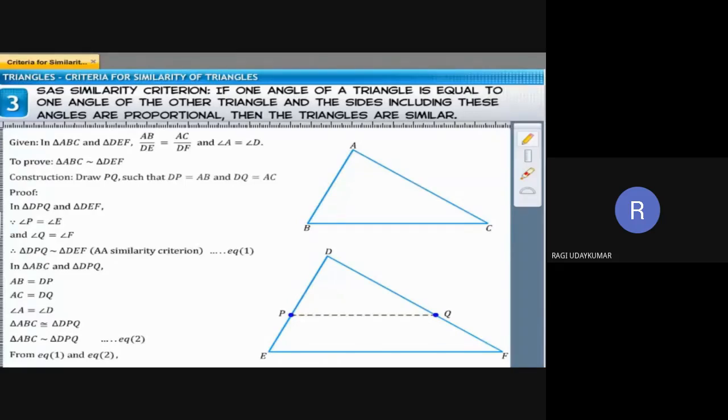Did you get my point here? ABC is congruent to DPQ. When these two are congruent, ABC is similar to DPQ. And DPQ we have already proved is similar to DEF. So therefore you can say that ABC is similar to DEF. Is it clear to you? Yes, sir.